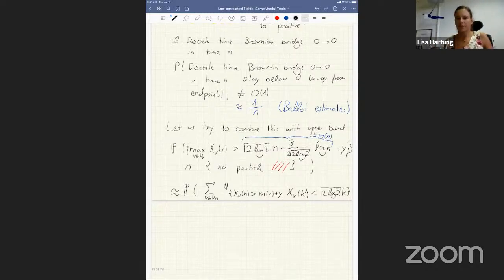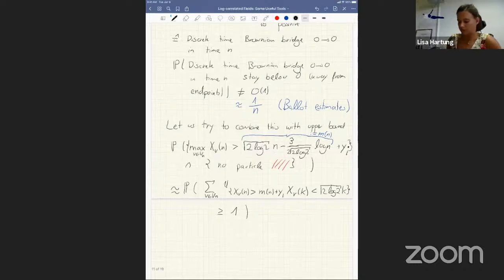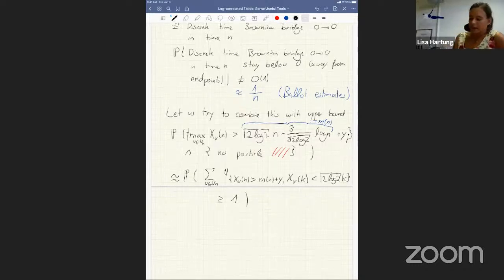So I'm just simplifying my wide region a little bit. And now, well, I want the probability that this is larger than 1. Because I essentially just say, well, I know that there's no particle in this forbidden region. So in particular, the maximal particle should be one that does not enter the forbidden region. And so I should find a particle that goes high enough and that stays out of the forbidden region.